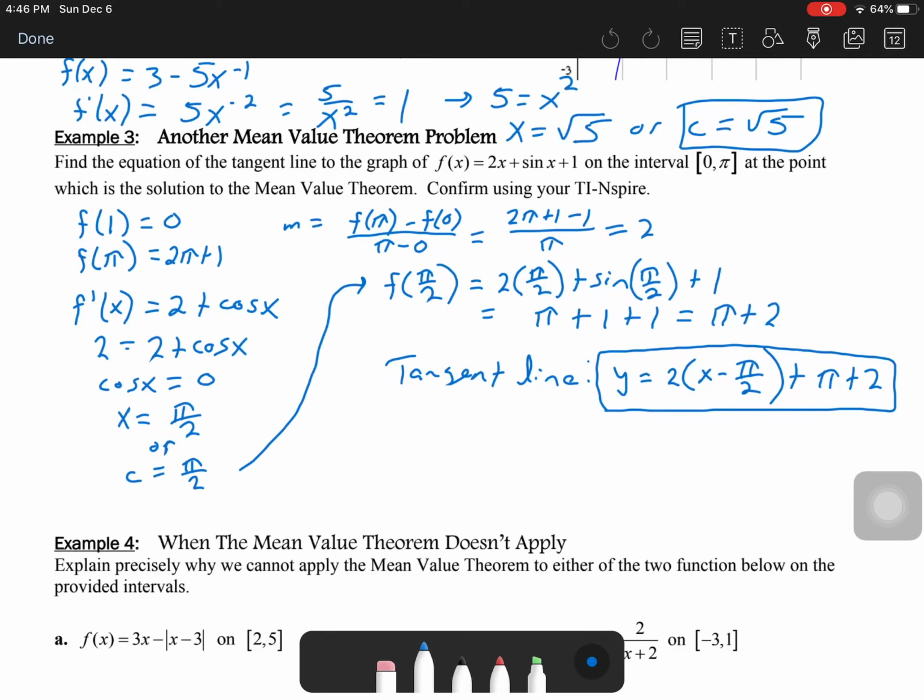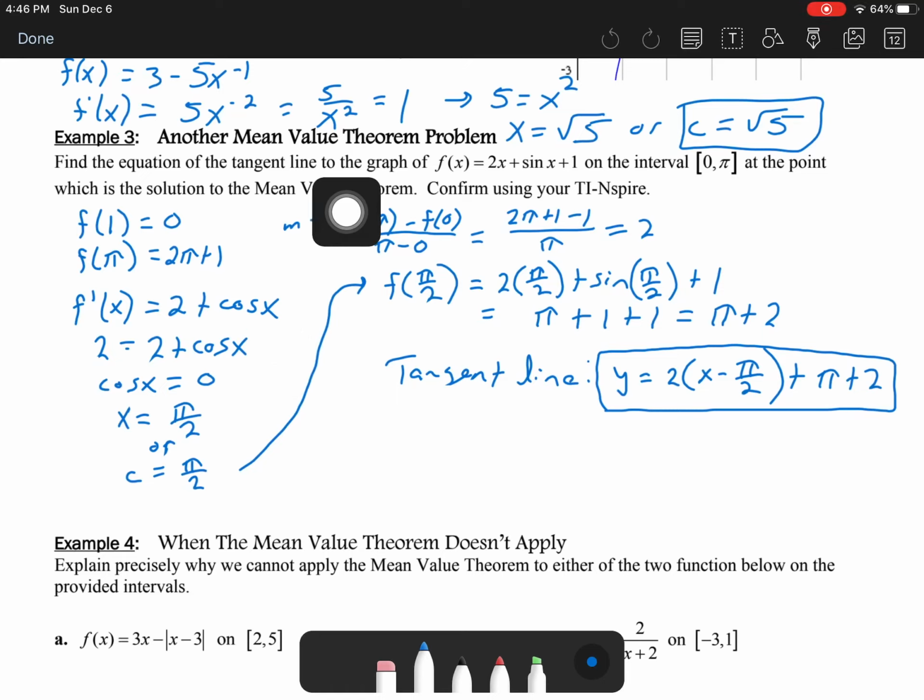Hey class, we're going to continue on with our notes for 3.2, which we were discussing the mean value theorem and Rolle's theorem. And I think we left off on example 3. This one I've already got worked out just to save some time for this video.